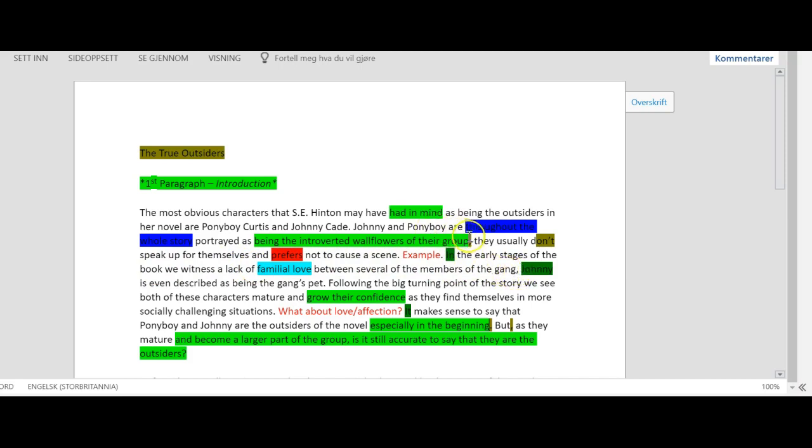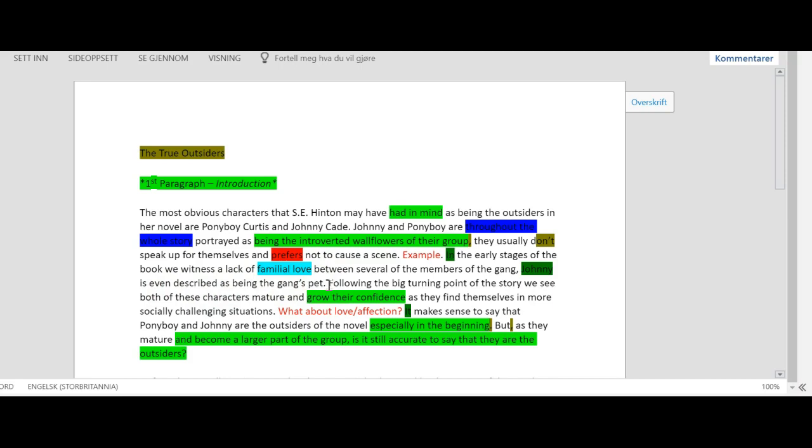And since I said gang here, maybe you want to change this to greasers, making sure that we vary our language at all times. And here again, you have two complete sentences, so you can't have that comma there, but I'm thinking since we put a semicolon here, let's keep the comma there and add a conjunction. Furthermore, in the early stages of the book, we witness a lack of affection between several members of the gang, and Johnny is even described as being the gang's pet. All right.